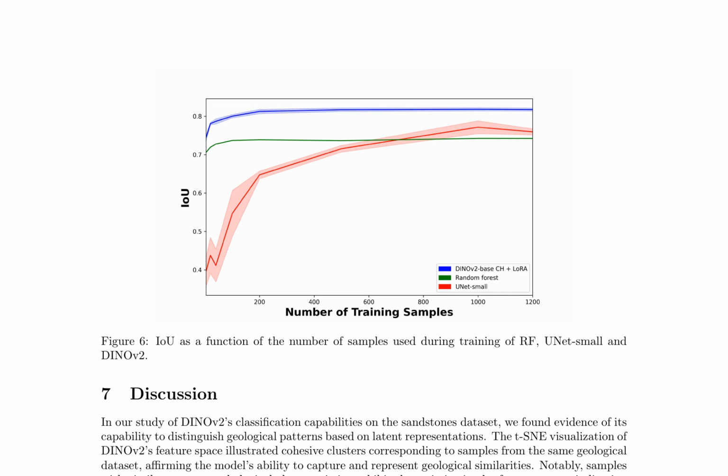In this study, the authors investigated the capabilities of DINOv2 in geological pattern recognition and classification. Utilizing TSNE visualization, they analyzed DINOv2's feature space, revealing cohesive clusters corresponding to samples from the same geological dataset. This indicates the model's ability to capture and represent geological similarities effectively.